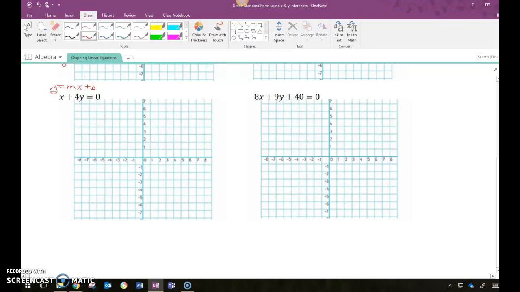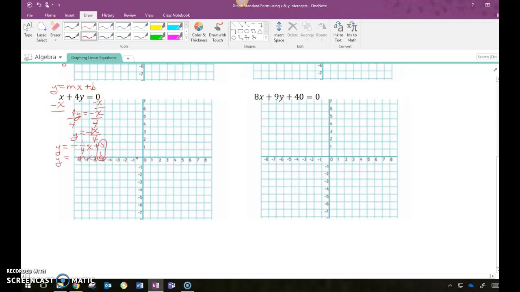okay, y is all by itself. So here I need to get y all by itself. So I'll just subtract x. And if you'll recall, we've done this in other lessons. Okay, and now to get y by itself, I'll divide by 4 to undo the multiplication. So y equals negative x over 4, or that's actually y equals negative 1/4 x, because there's a 1 right here, negative 1/4 x, and remember this is a plus 0. So y equals mx plus b.